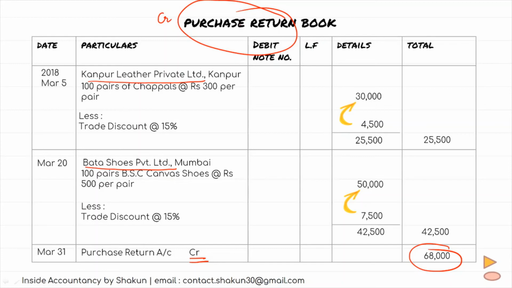Now, since purchase return has a CR balance, that means any name that appears in the particulars column will have a DR balance. So, Kanpur Leather Private Limited and Bata Shoes Private Limited both have a DR balance, and ledger posting in these accounts will be made on the debit side in the name of purchase return book.